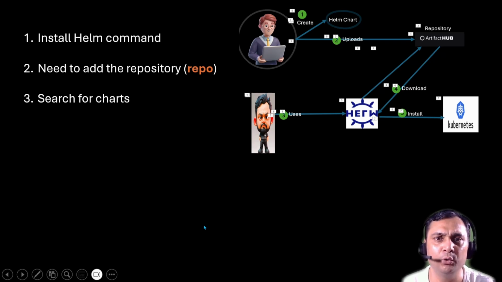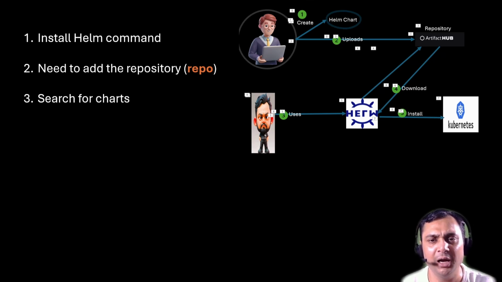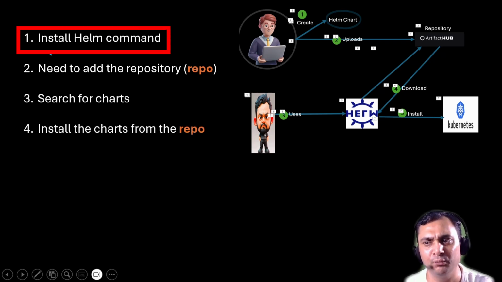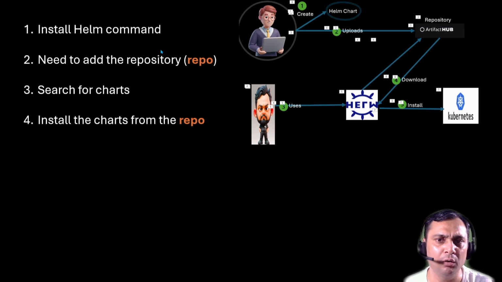Which chart do we want to install? In my company, I'm using WordPress. WordPress from which company? Bitnami or some other? We'll see in a couple of minutes. Okay. And then install that chart from the repo. So let's deep dive into the first one, that is how to install Helm.